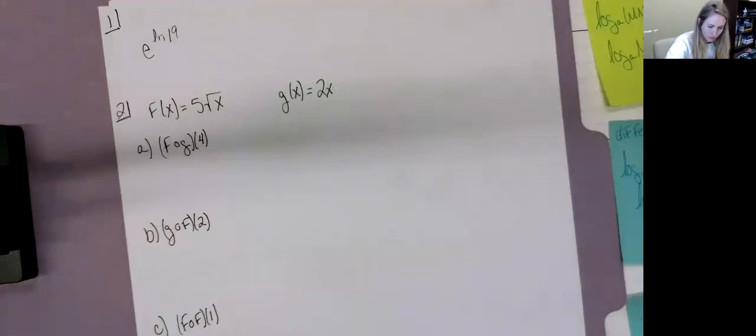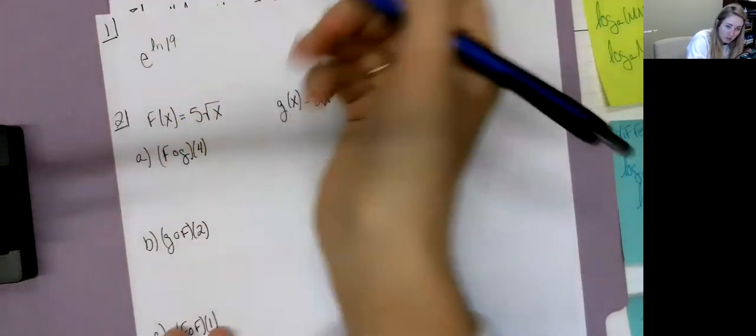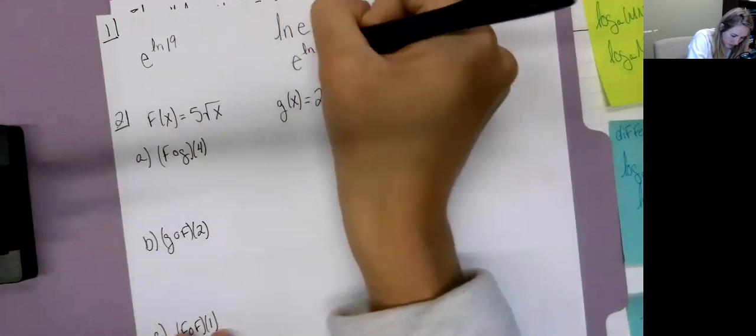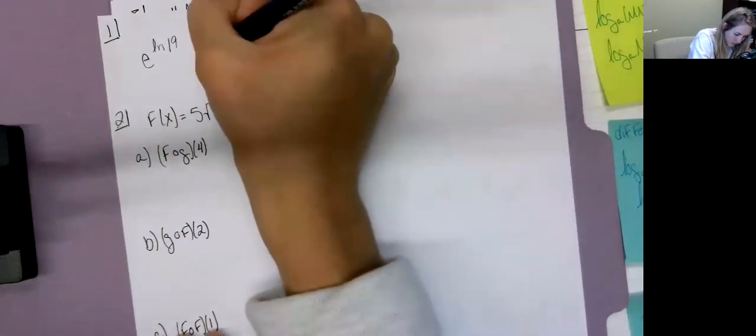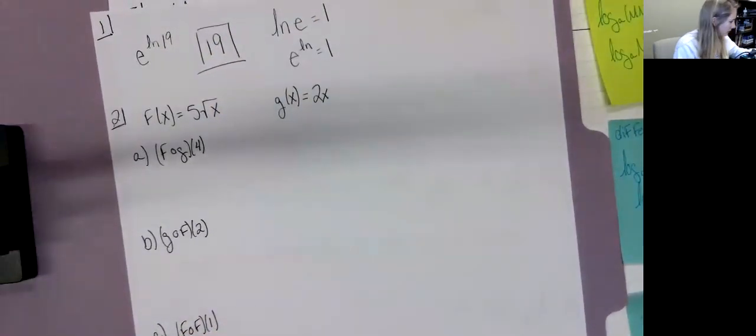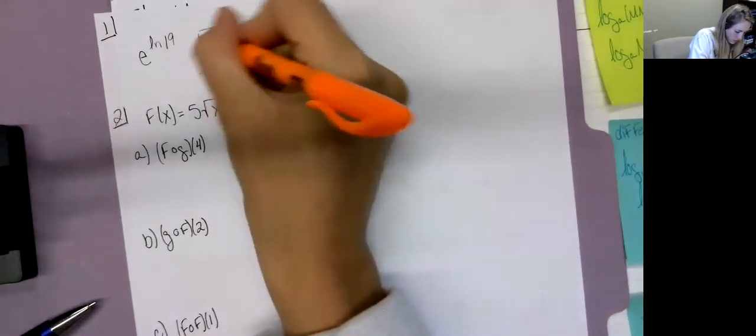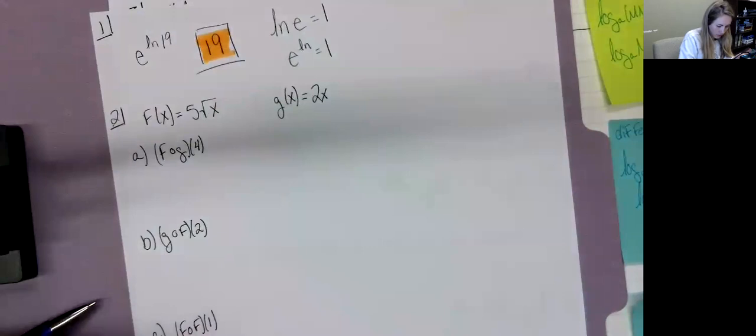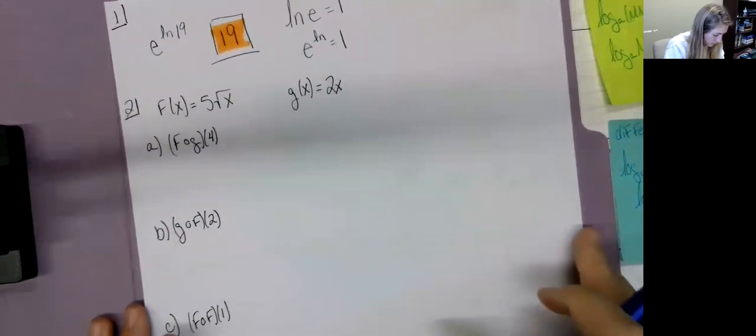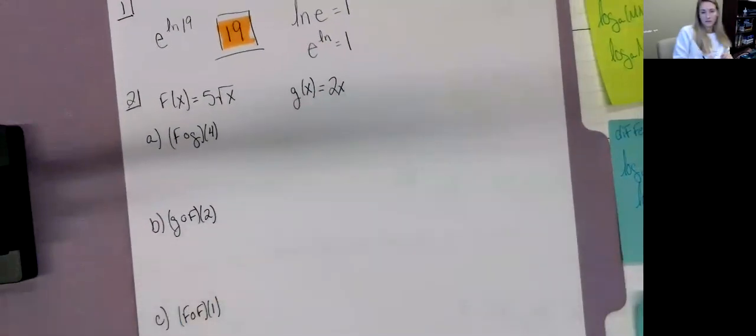And let's go. So first thing on this one, you need to remember that natural log of e equals 1, or e to the natural log equals 1. So the answer to this one is just 19. Now then we go, and all of these are going to be jumbled up in different ways on all of yours, so just be excited.